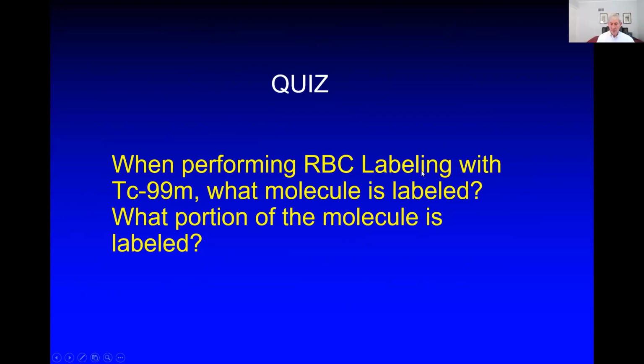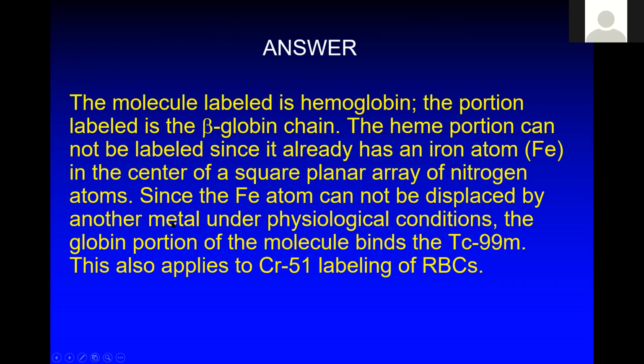Hemoglobin. Good. We're labeling hemoglobin. Are we labeling heme or globin? The globin. Which chain? Alpha, beta, gamma, delta. Beta. So here you go. We are labeling the beta globin chain on the globin in the hemoglobin.